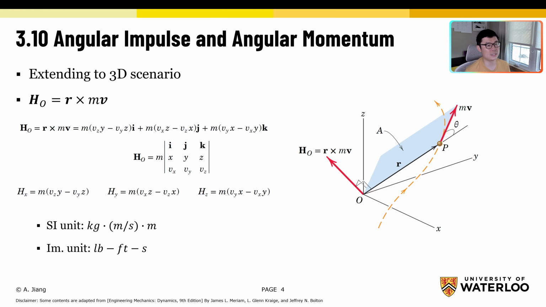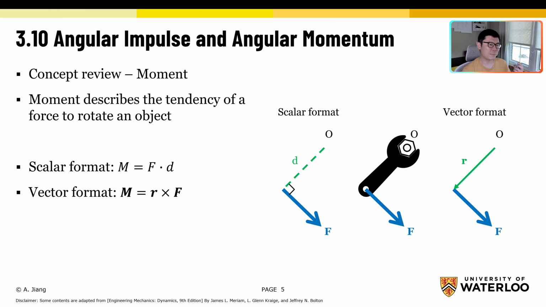Lastly, the unit. The unit of angular momentum is kilogram meter squared per second in SI units, or pound-foot-second in imperial units. Recall from your statics course, moment M can be calculated by F times d, the perpendicular distance from F to the point of interest O. Moment can be calculated using either scalar or vector form. I hope you still remember.